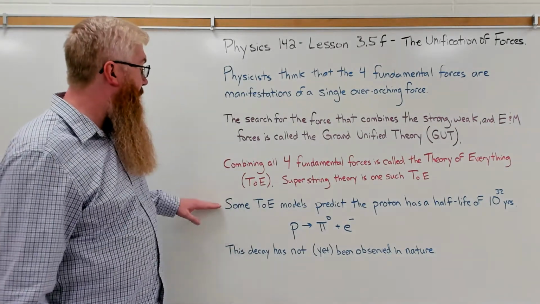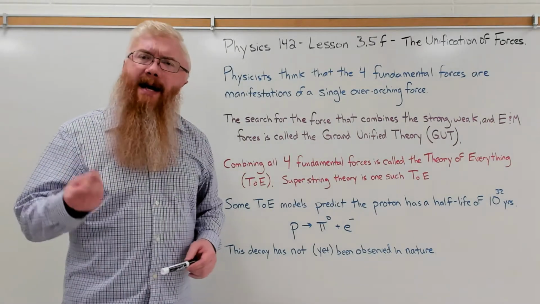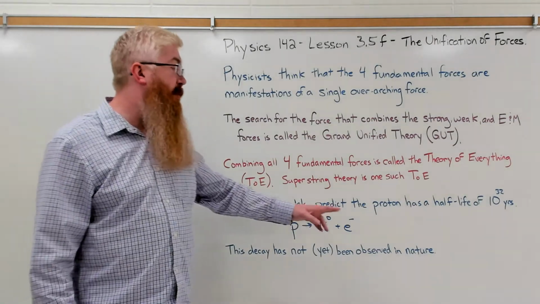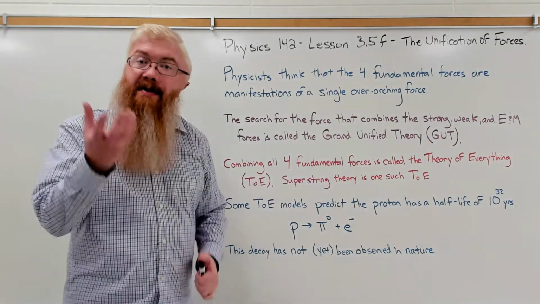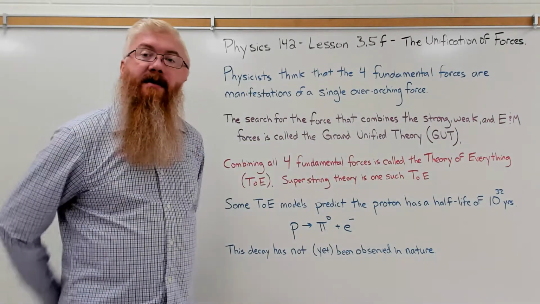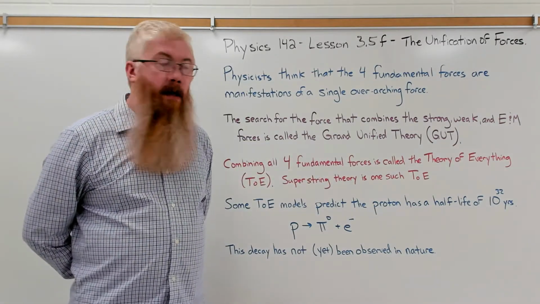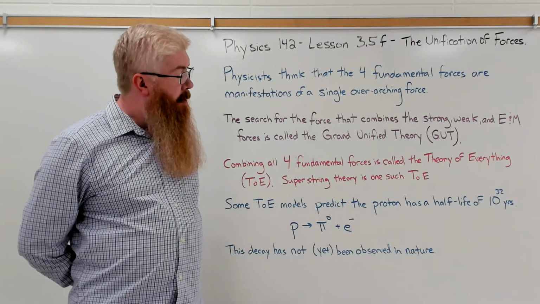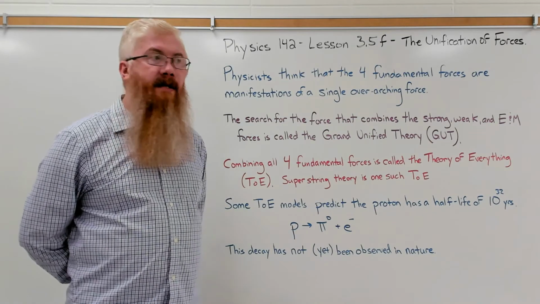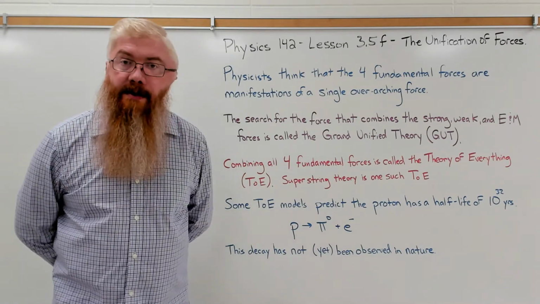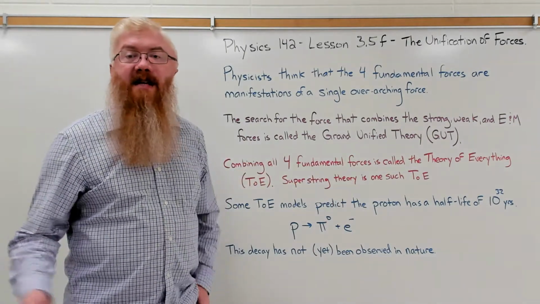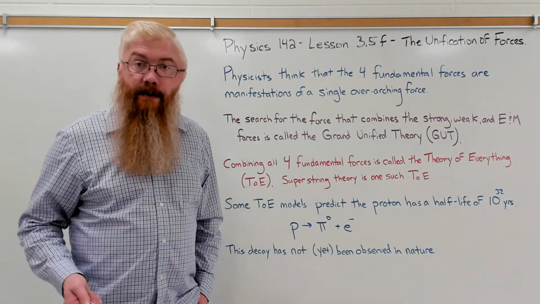Now, some theories of everything make predictions. Remember, it's not science unless it makes testable predictions. And some of the theory of everything models predict that the proton, the building block of atoms that we know of, has a half-life of about 10 to the 32 years. So you're talking 100,000 billion years for the half-life of a proton. To give you a sense of scale, the universe itself is only about 10 to the 10 years old.